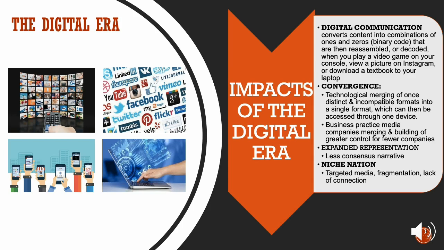The other definition of convergence is a business practice where media companies merge in order to build greater control for fewer companies, right? So this is when companies buy each other or get all connected to one another in a way that gives them more control over more things. So they not only own the producers of the media, some of them will then also go and buy cable companies, and the cable companies are how you get the media into your house. So you see how this happens. Netflix once upon a time only distributed other people's content. Now they also make content. This is also a form of convergence.